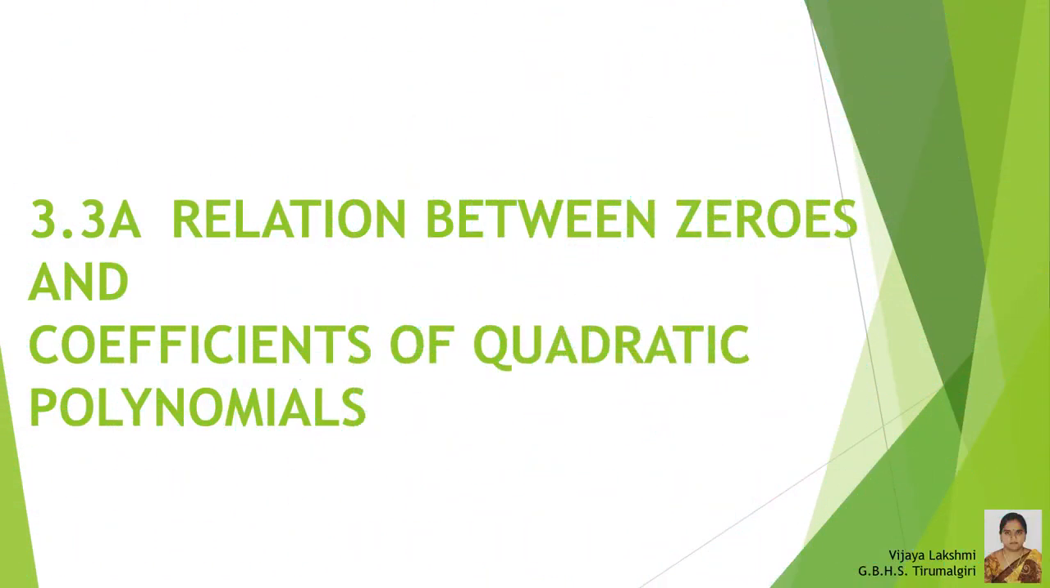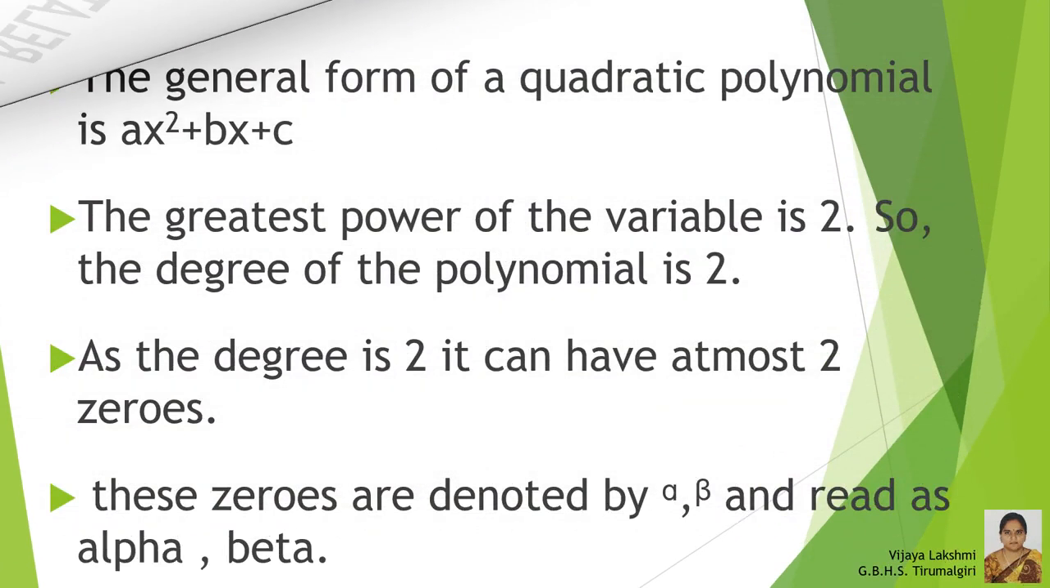Today we are going to learn about the relation between zeros and coefficients of quadratic polynomials. The general form of a quadratic polynomial is ax square plus bx plus c. The greatest power of the variable is 2. That is, there are two terms, x square and x term. So as x square is a degree of 2, we say that the degree of the polynomial is 2.